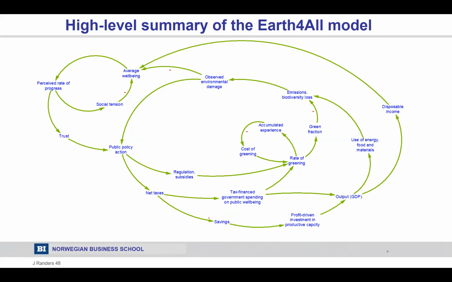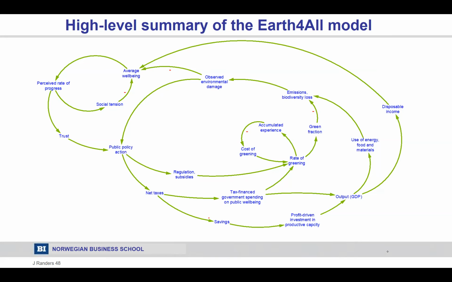So we have the average well-being up in the left-hand corner, which is influenced largely by disposable income to the right and observed environmental damage. So it's the positive thing from economic growth. It is the negative thing from the effects of the footprint. Then the disposable income comes from output, the GDP, but so does the observed environmental damage. It also comes from emissions, biodiversity loss, which comes from the use of energy, food, and materials, which of course moves in parallel with the output.